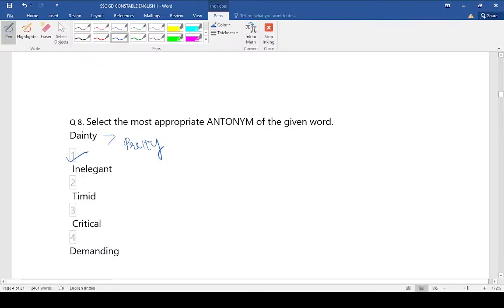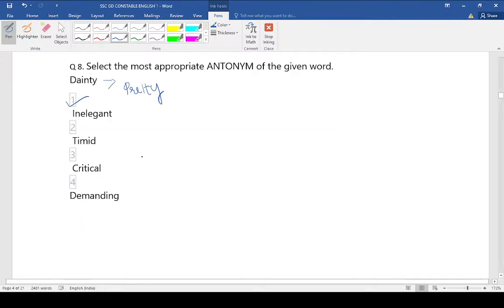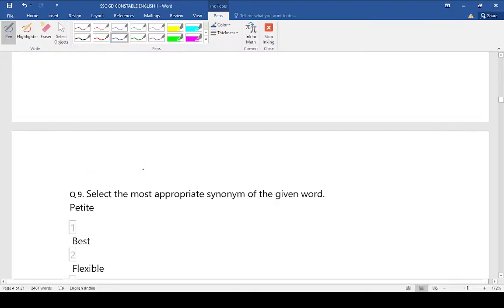Timid is nothing but very shy. And when it comes to critical, it means very complicated to handle. Demanding means ordered. We will go for the next question.